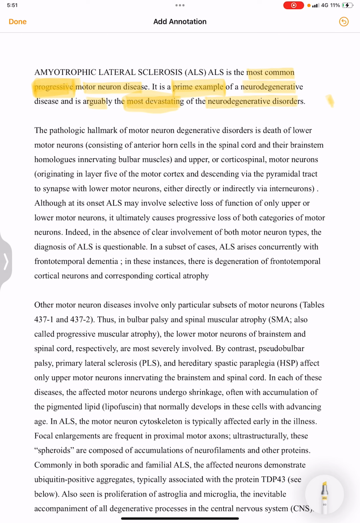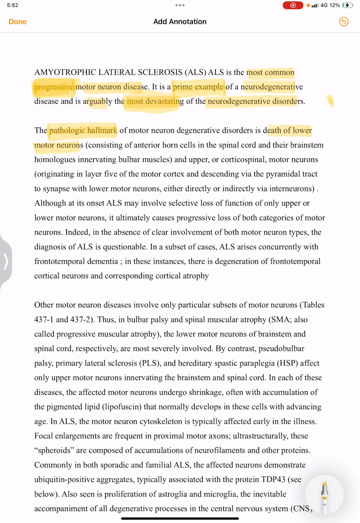So, what is the pathological hallmark of all the motor neuron degenerative disorders? The pathological hallmark is death of the lower motor neurons.